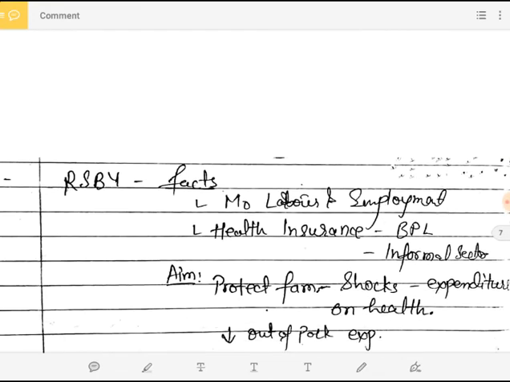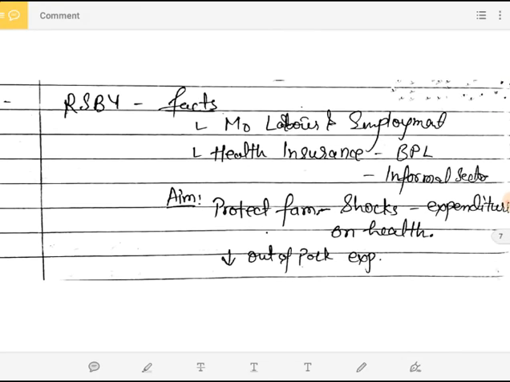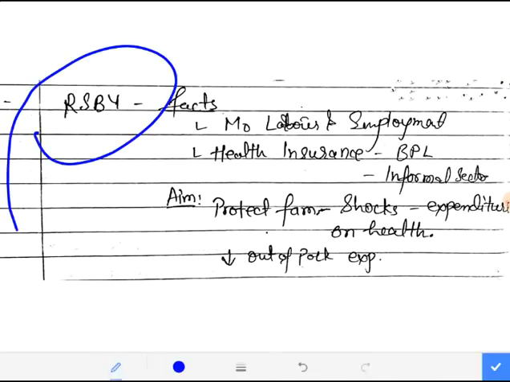Now here, guys, I've written the facts about Rashtriya Swasthya Bima Yojana: that it is being implemented by the Ministry of Labour and Employment, and it is a health insurance scheme giving benefits to the BPL and those people who are directly joined with the informal sector.